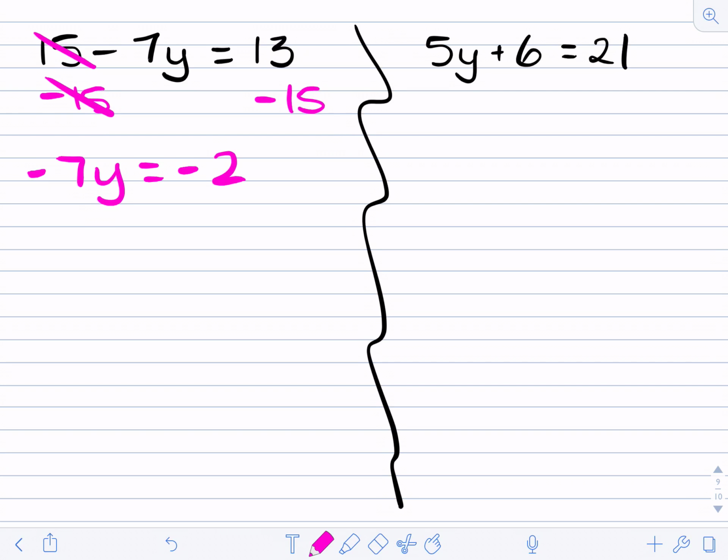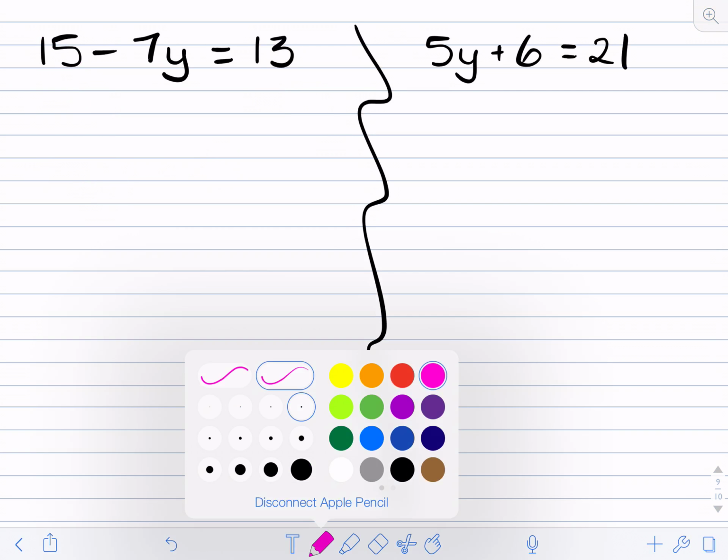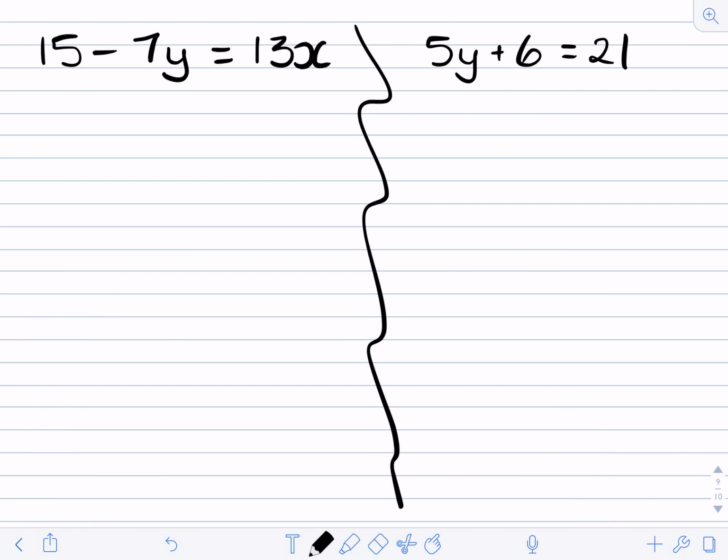Now, oops, I think we have a bit of an issue here. I think it should be minus 13x. My apologies. There we go. That looks much better. All right, so we still can do that. Minus 15, minus 15, minus 7y equals 13x minus 15.